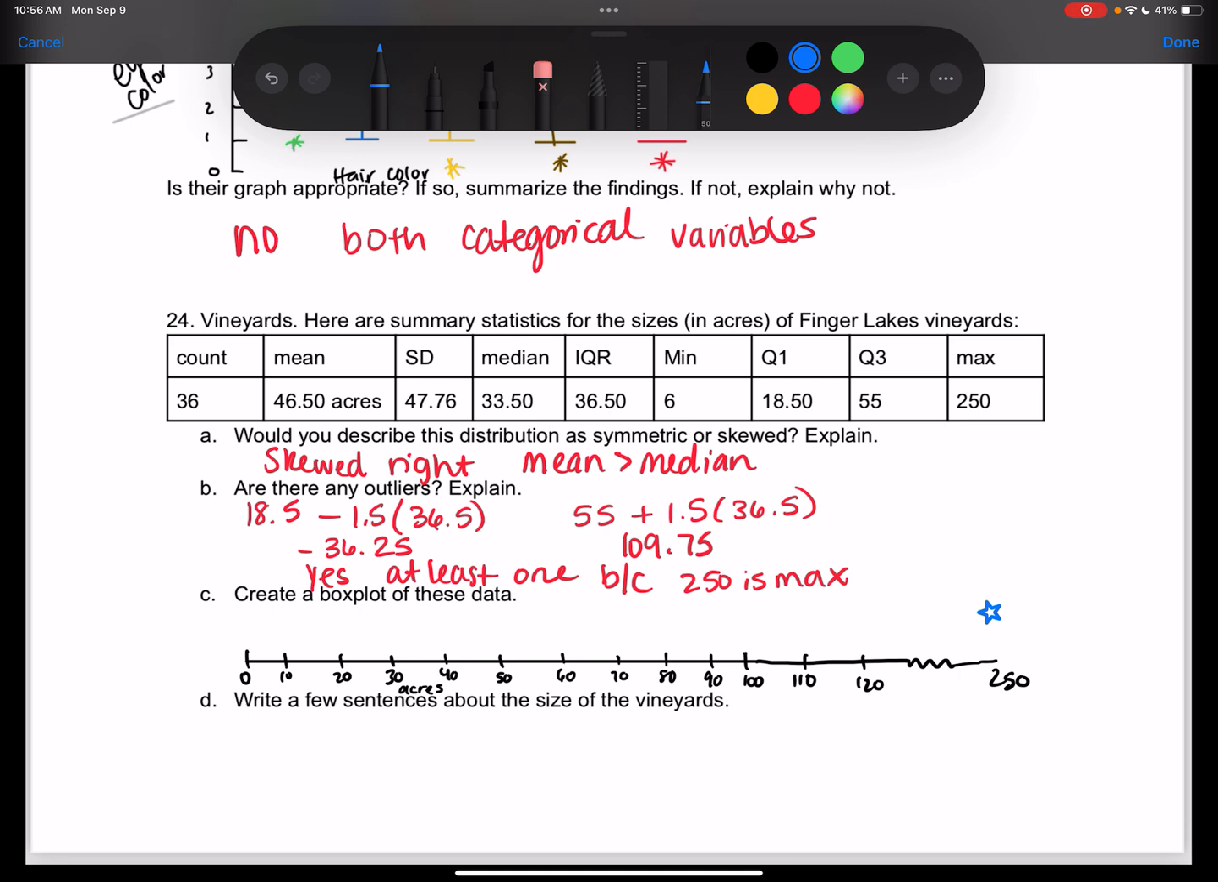Now my min value is 6, so I put that on. Q1 is 18.5, then I connect my little whisker. Median is 33.5. Q3 is 55. Then my max is 250, but I know that's an outlier, so I'm not going to put that. I only have a 5-number summary, essentially, so what do you think I should do? Use the upper fence, so 109.75.